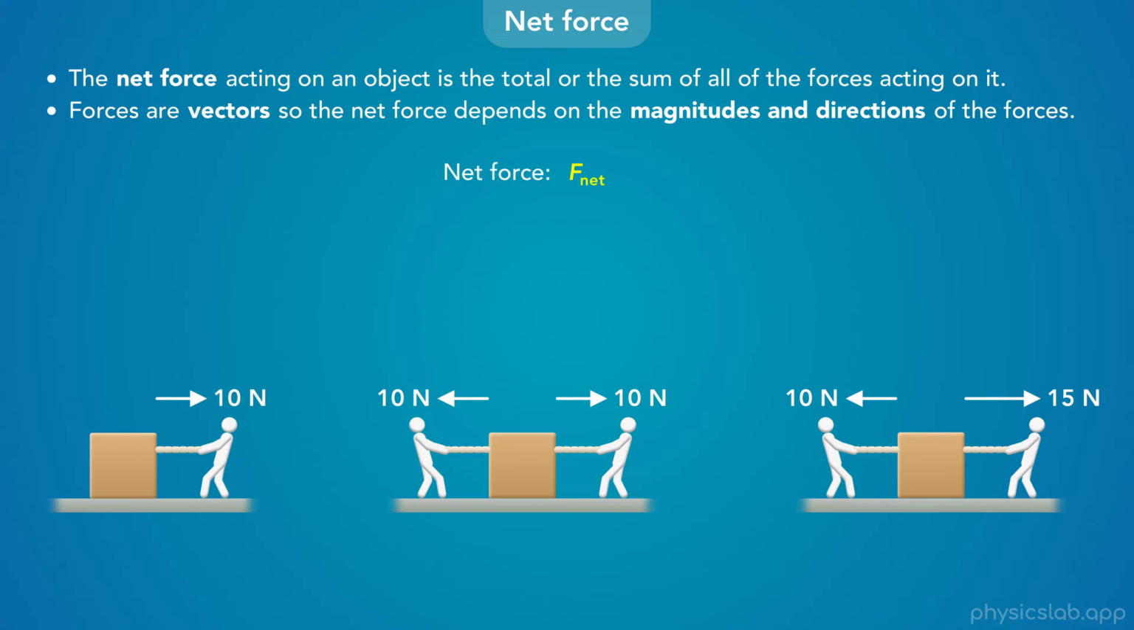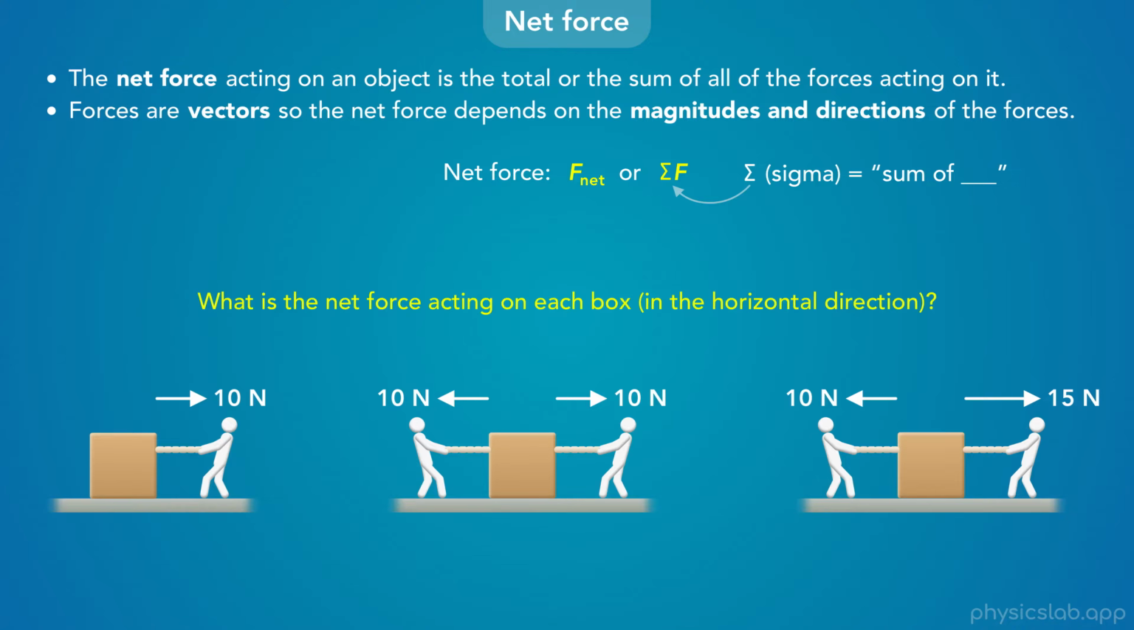We can write net force like this, but we're usually going to write it like this. The Greek letter sigma means the sum of multiple things, so sigma F means the sum of all the forces, which is the net force. So in the examples below, what is the net force acting on each box in the horizontal direction? And to keep things simple, let's say there's no friction force on the boxes.